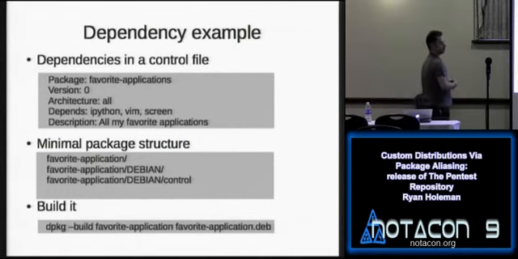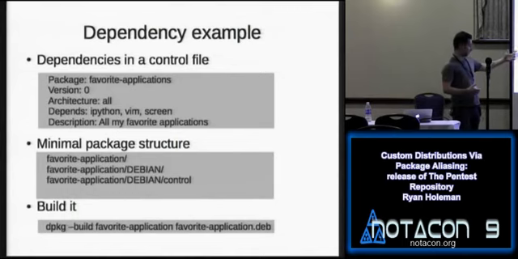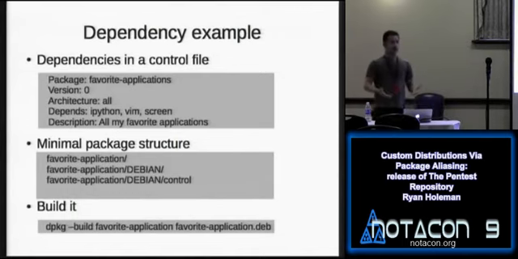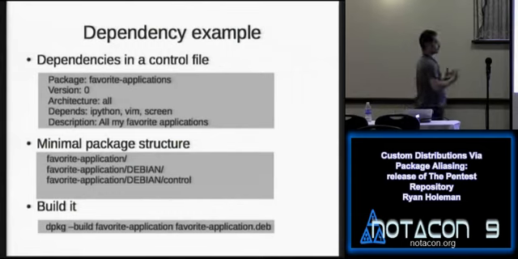Right? So a typical deb architecture is as follows. We have our favorite-applications directory. We have a DEBIAN subdirectory underneath that, and we put our control file in there. Now if I go to the parent directory of favorite-applications and run the following command, bang, I have a package, right? Now if I took this package and installed it, it has no binaries, it has no configuration files that it's going to install on your operating system, nothing. All it does is simply install other applications.